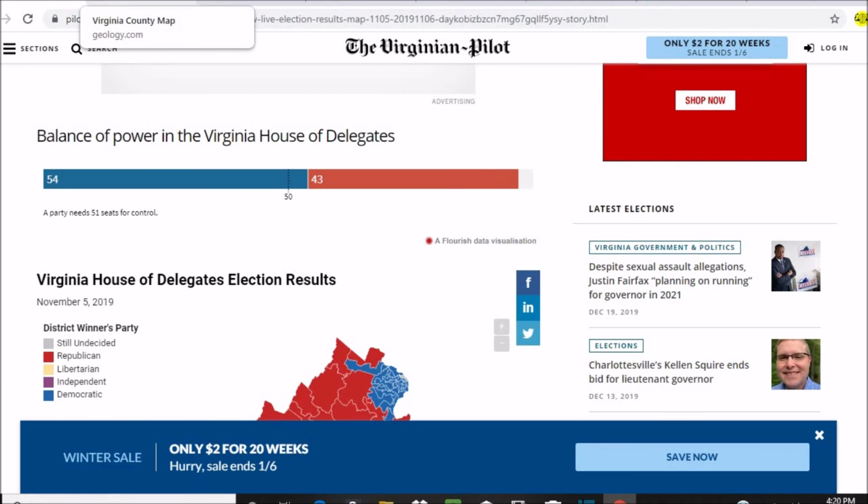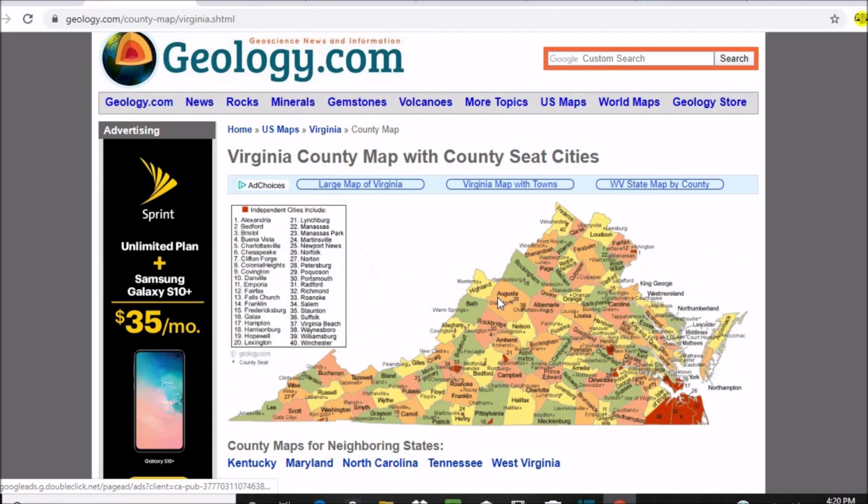But here's the point. Just go back to the counties and make each county its own voting district. That way, no counties feel underrepresented. Problem solved.